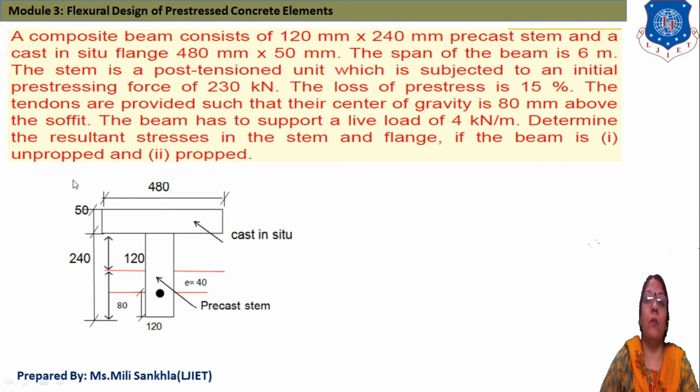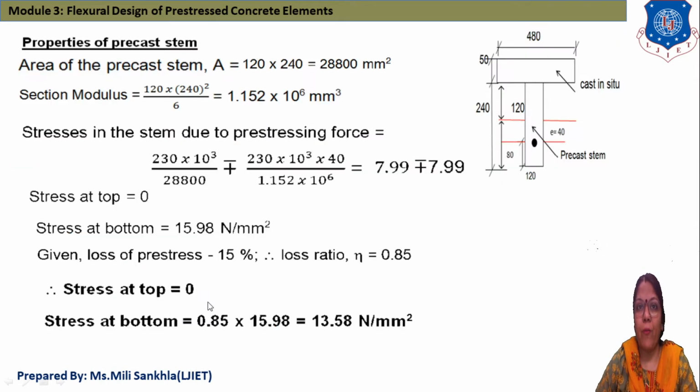Okay, here we find out resultant stresses for two conditions. First one is unpropped and second is propped. T section is given. This one is the flange, cast in situ, and precast web. Eccentricity is given in figure: 40 from the centroid, and 80 is our center of gravity from bottom of soffit. Dimension of flange is 480 mm by 50 mm and dimension of web is 240 mm depth and 120 mm width. Okay, now one by one.